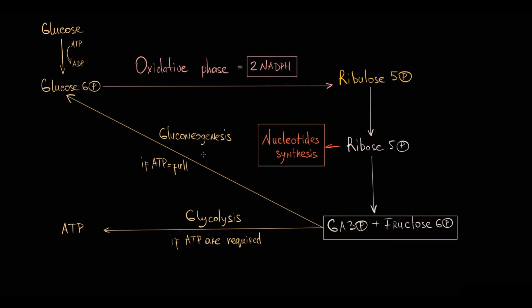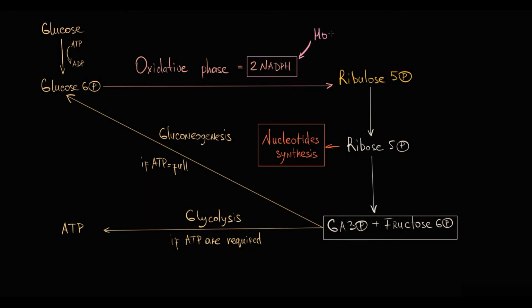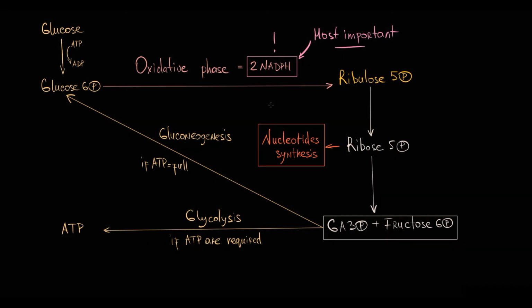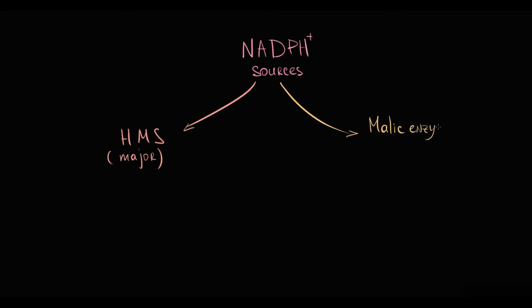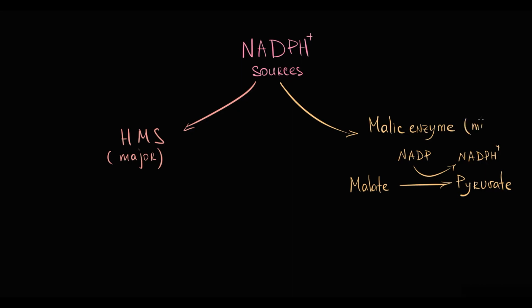So basically, as we see, the most unique feature of hexose monophosphate shunt is production of NADPH molecule. And actually, hexose monophosphate shunt is the major source of NADPH molecules. Recall that we have two sources of NADPH. The major source is hexose monophosphate shunt, and the minor source is Malic enzyme. Malic enzyme uses NADP as cofactor and converts malate into pyruvate with release of NADPH molecule. Now let's discuss hexose monophosphate shunt in details.